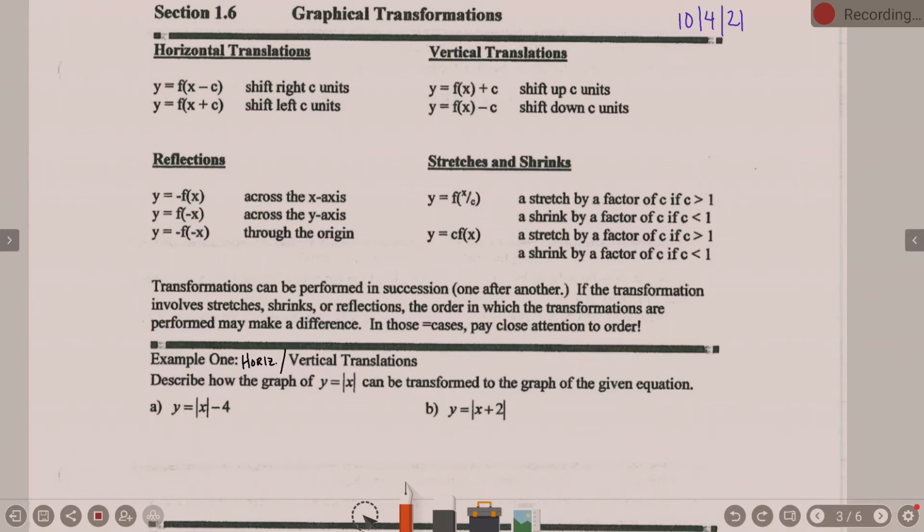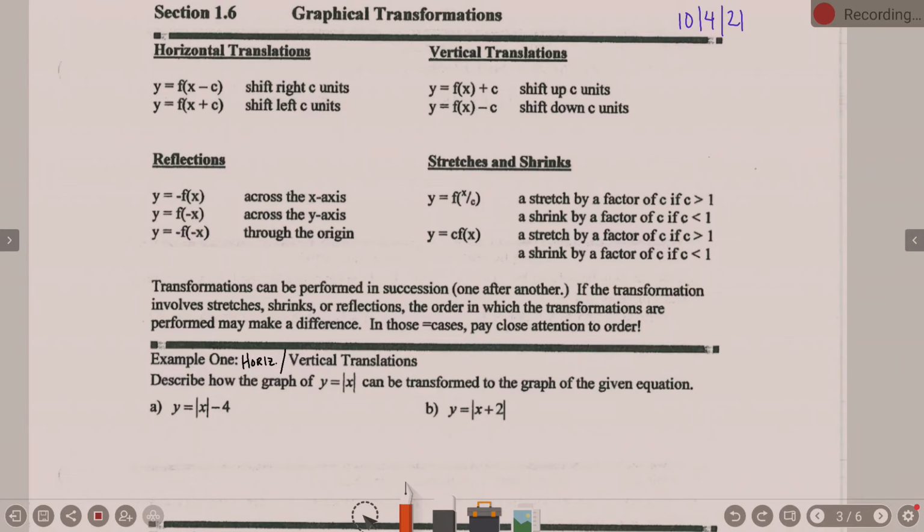We've talked about reflections through the origin, haven't we? And I've compared it to doing an x-axis reflection and a y-axis reflection. Notice what it has here. A reflection through the origin has both negatives. It has the negative f and the negative x, so negative f of x. So that's another type.